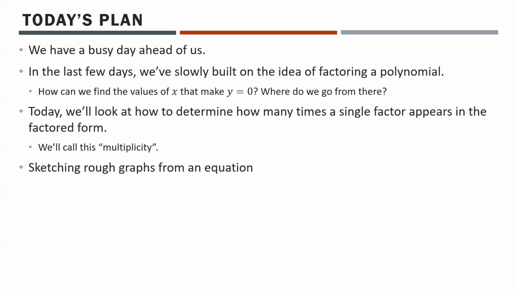Well, regardless of this, today we're going to look at how to determine how many times a single factor appears in factored form. So in other words, sometimes you might have, for example, x plus 2 being a binomial factor, and it might actually appear more than once. We want to be able to determine how many times factors appear in factored form. We're going to call this multiplicity. It'll make more sense when we look at that later.